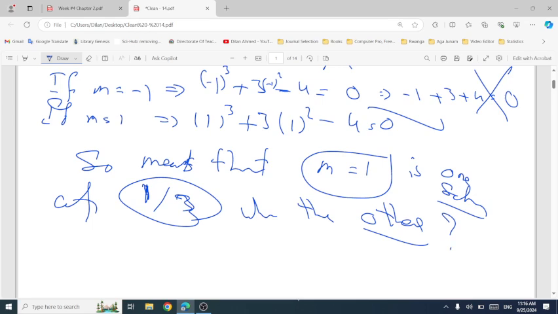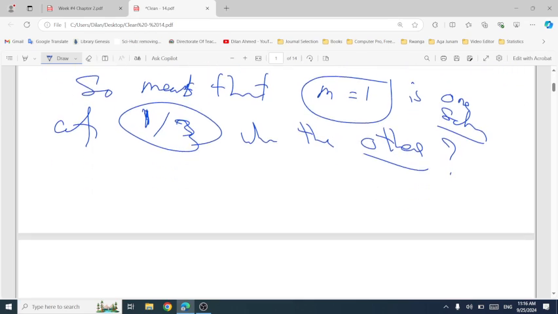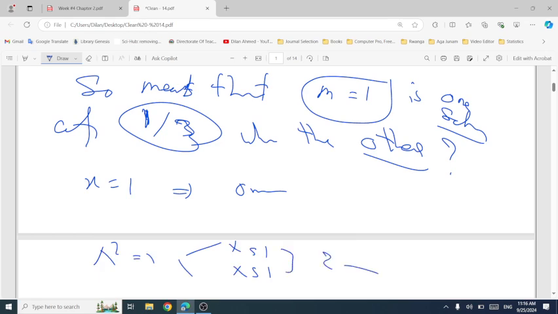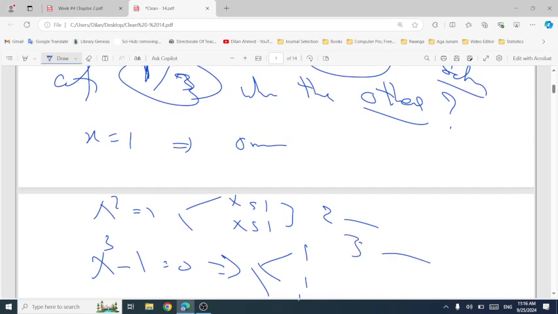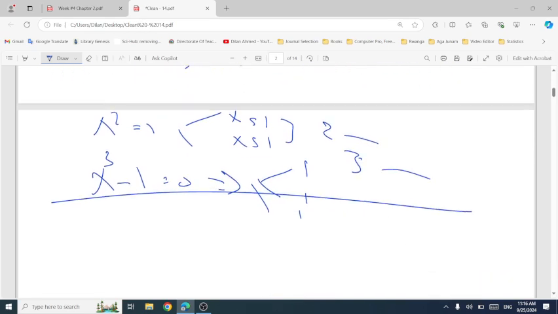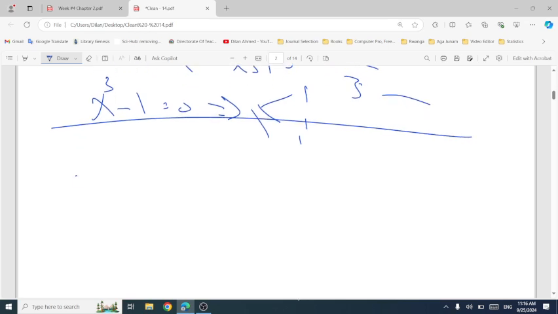So x is equal to 1 means 1 solution. x square equal to 1 means x is 1 and -1, so 2 solutions. x cube minus 3 equal to 0... Good. So we found that m equal to 1 is a solution.